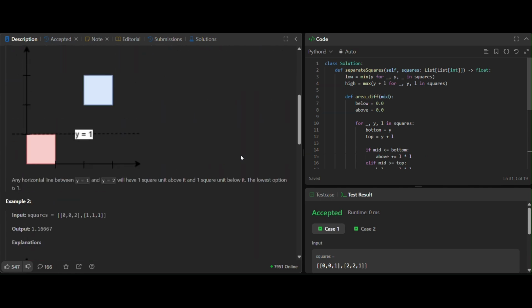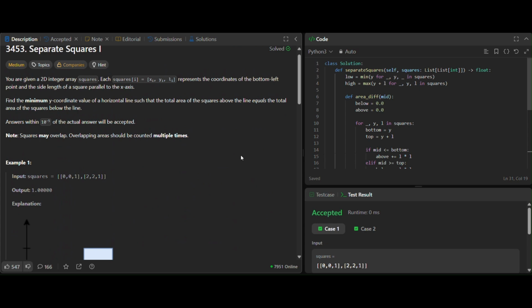Step 2. Binary search. We perform a search over the vertical range. The lower bound is the minimum yi among all squares, and the upper bound is the maximum of yi plus li. At each step, we take the midpoint y equals mid. If the total area below the line is less than the total area above the line, we move the line upward. Otherwise, we move the line downward. We repeat this process until the precision is good enough.